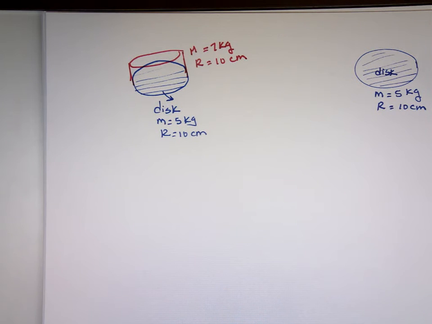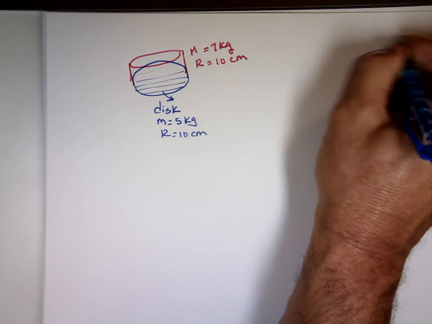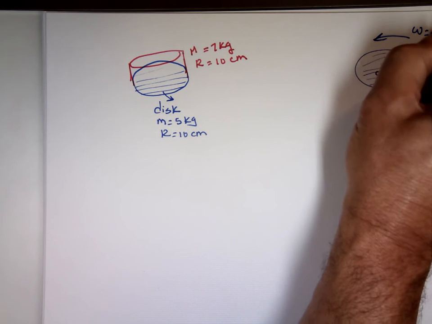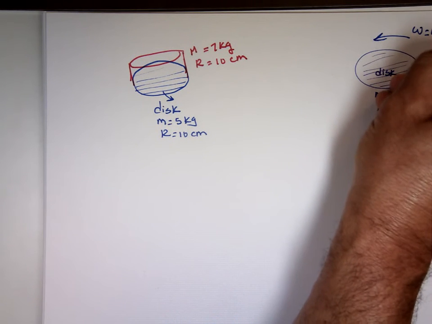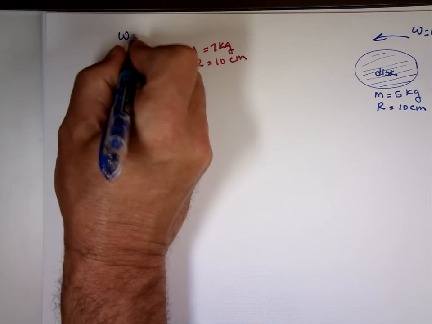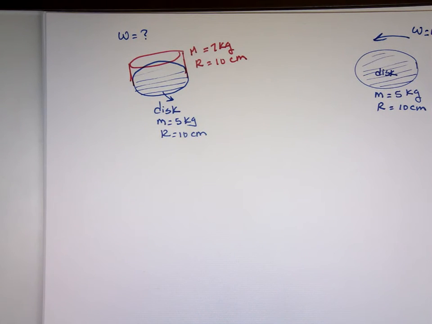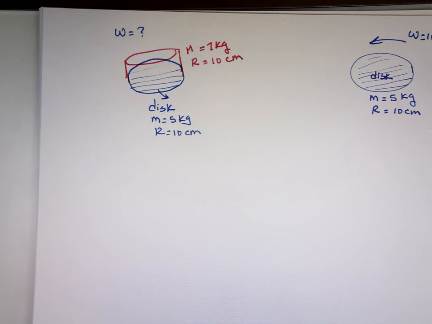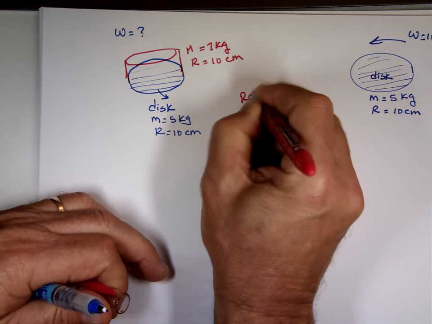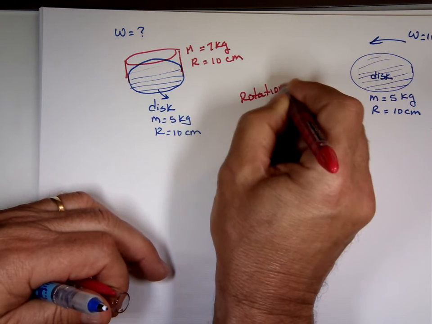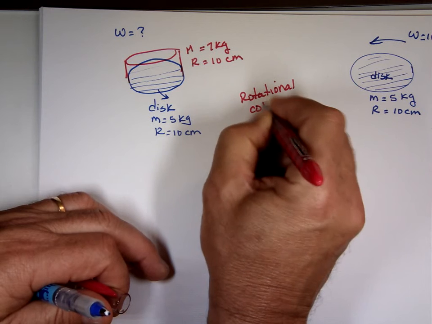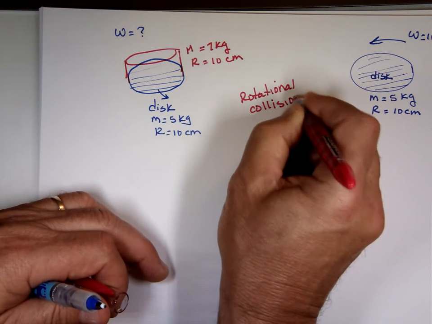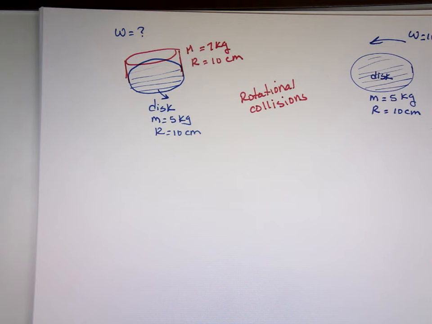And let's assume this was spinning at the rate of W equals 10 rad per second. The question is, what is W going to be here? This topic, we call that rotational collision. Things are spinning, but they're colliding. That's what we call that.